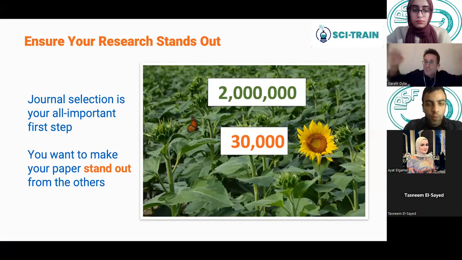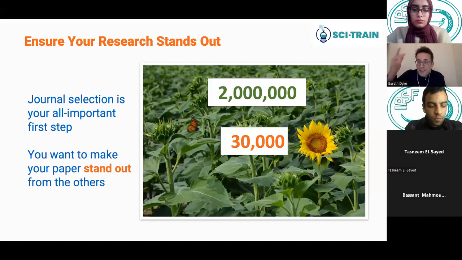But before you begin to write, let's have a think about how we're going to target the research that we're doing, the articles that we're writing, to journals. Because of course, journal selection is your all-important first step in being successful. You want to make sure that your articles, your papers, when you publish them in journals, they stand out from all of the others. We see about 2 million papers published every year, and about 30,000 articles published in medical sciences, in health sciences, including pharmacology, neuropharmacology, every single month. It's an amazing amount of content that's being published around the world in peer-reviewed journals.